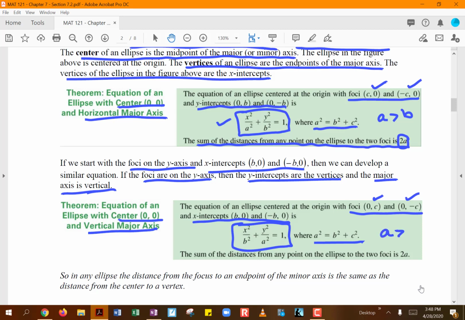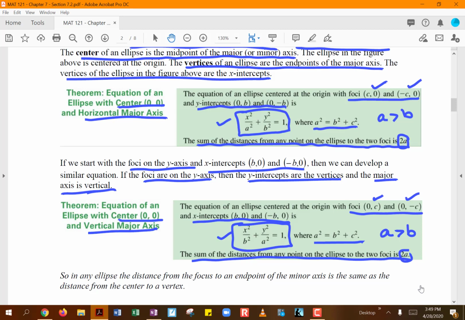And again, the value of a is still going to be greater than the value of b. And of course, the same relationship between a point on the ellipse and the sum of its distances to the foci will still be 2a. So here's the difference between having a horizontal major axis and a vertical major axis.